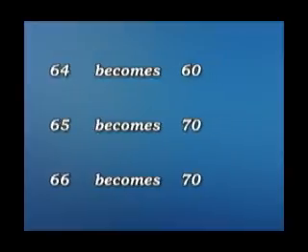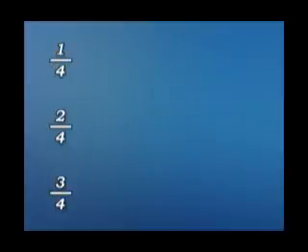64 becomes 60 because 4 is less than half between 60 and 70. 65 becomes 70 because 5 is exactly half of 10. 66 becomes 70 because 6 is more than half of 10. And the same applies to fractions.